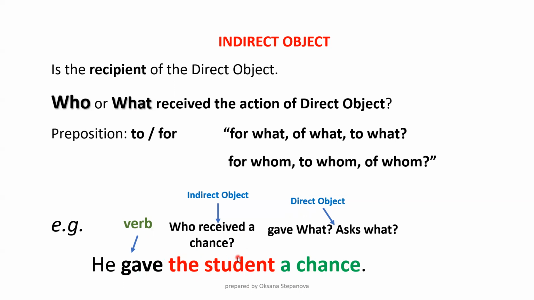In other words, we can say who. So I gave the chance to whom, right? So, he gave the chance to whom. So who is the recipient of the chance? All right, so this is your indirect object.